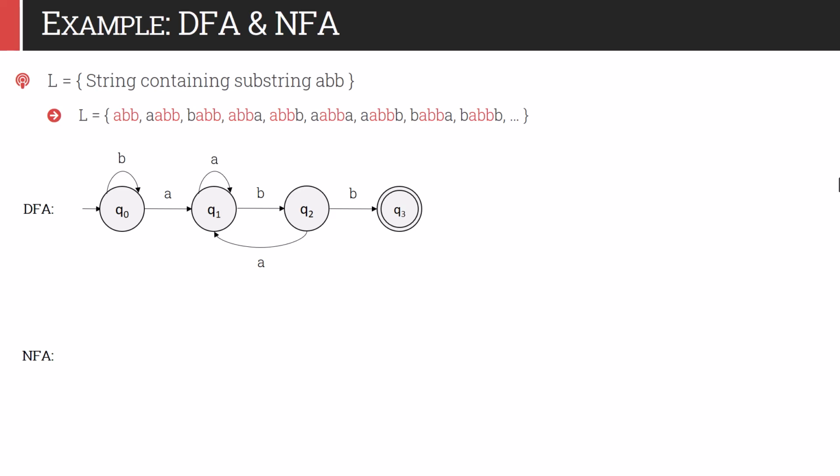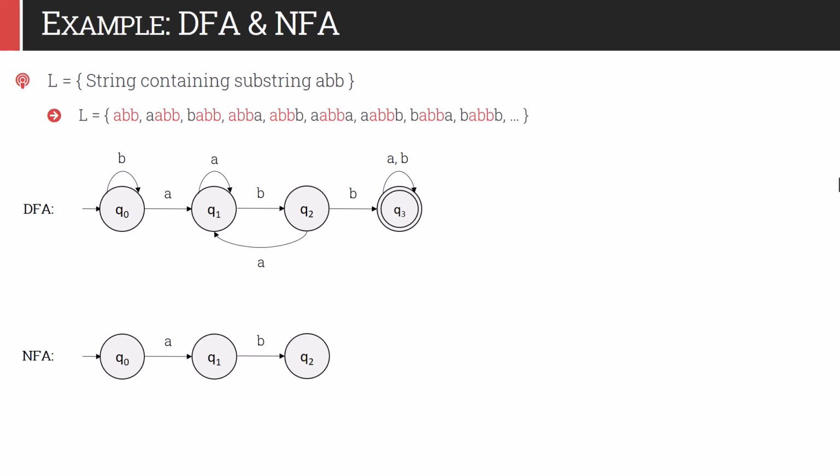What about Q3? Can we have a self loop of A and B on Q3? Obviously, because we already know that when we are in Q3, we have already read ABB. So we can have A, B as a self loop. So this is the transition diagram for the given language.